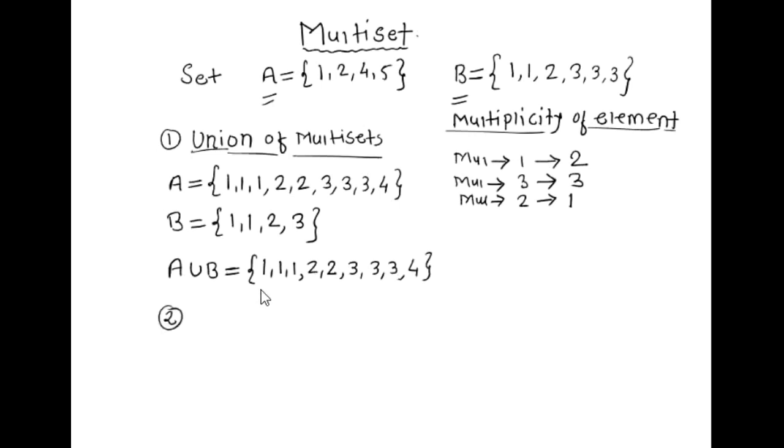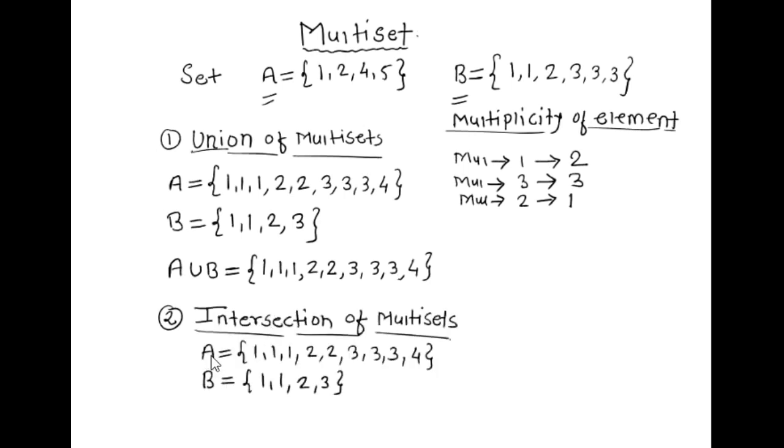Now next operation is intersection of multisets. Now let us consider the same sets, set A and set B, as we considered in union of multisets. Now I need to find out A intersection B. So in case of union of multiset, union is maximum occurrence of each element of set A and B. So in intersection it is minimum occurrence of each element of A and B.